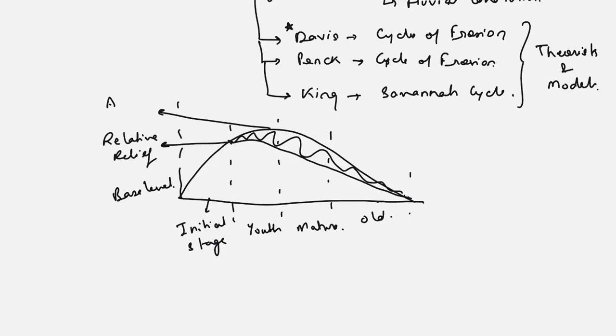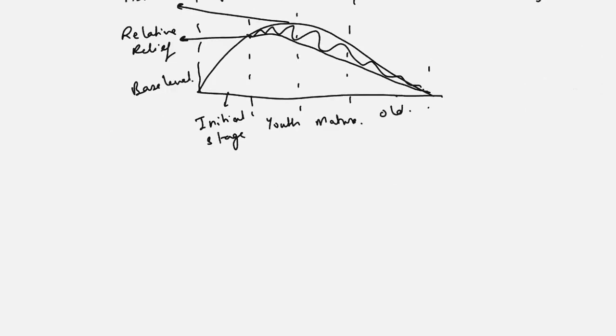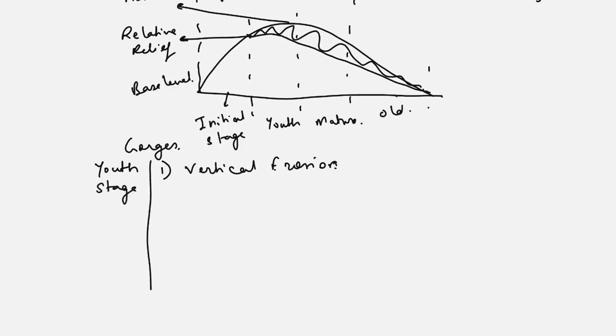Now, when we see the formation of gorges, number one, it starts with vertical erosion under the youth stage. It results in the formation of a V-shaped valley. Number two, to the vertical erosion, the lateral erosion is also combined here.